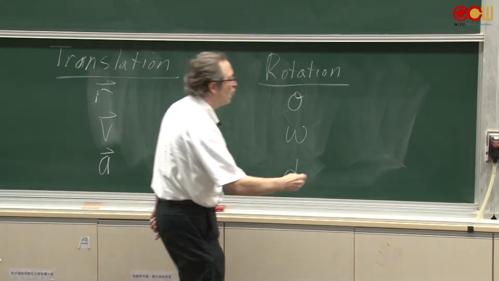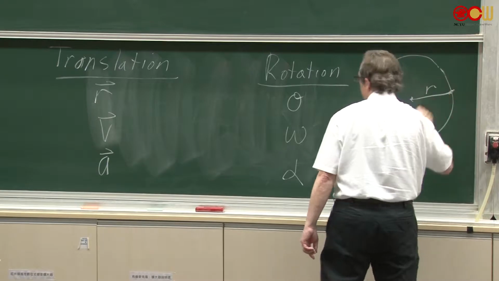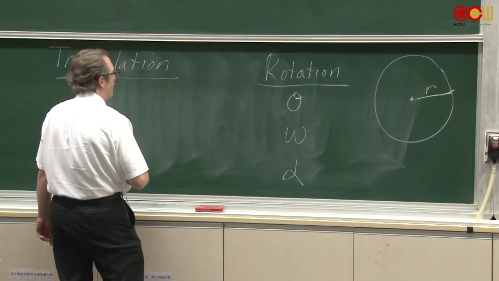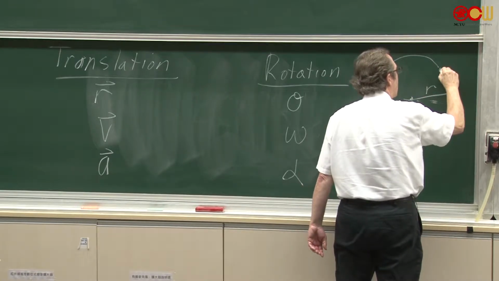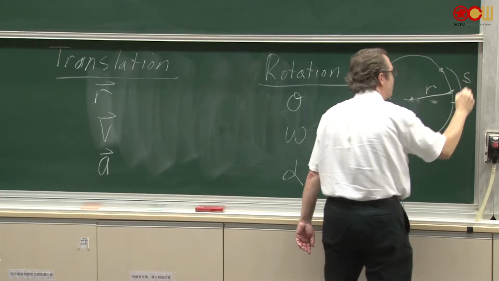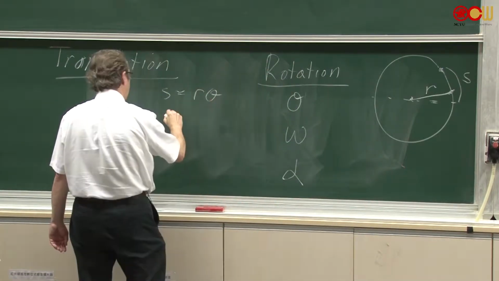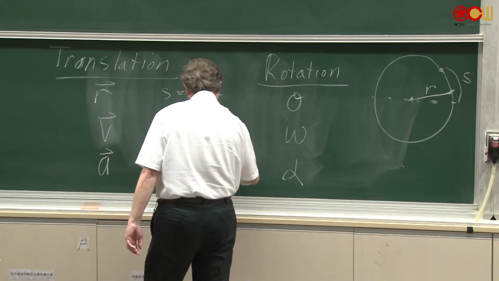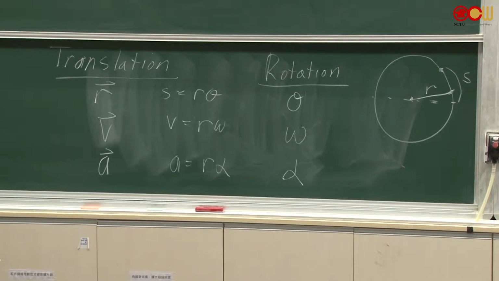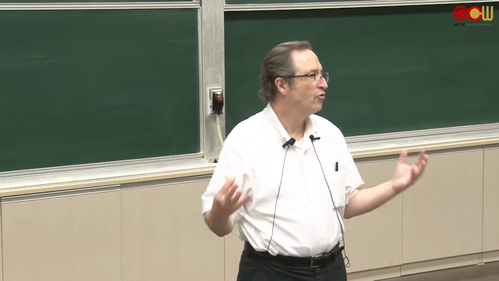If this is a circle, and we're looking at a particle moving on the circle of radius r, we know that if I draw an axis, I could call this length S, and then I know S equals r theta, V equals r omega, A equals r alpha. That just follows from pure geometry. We've already seen all of those. So now we need to describe rotation.